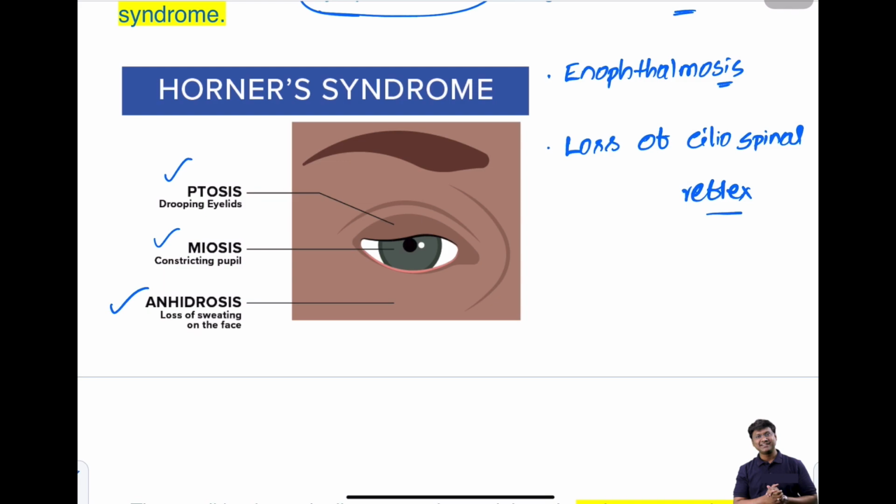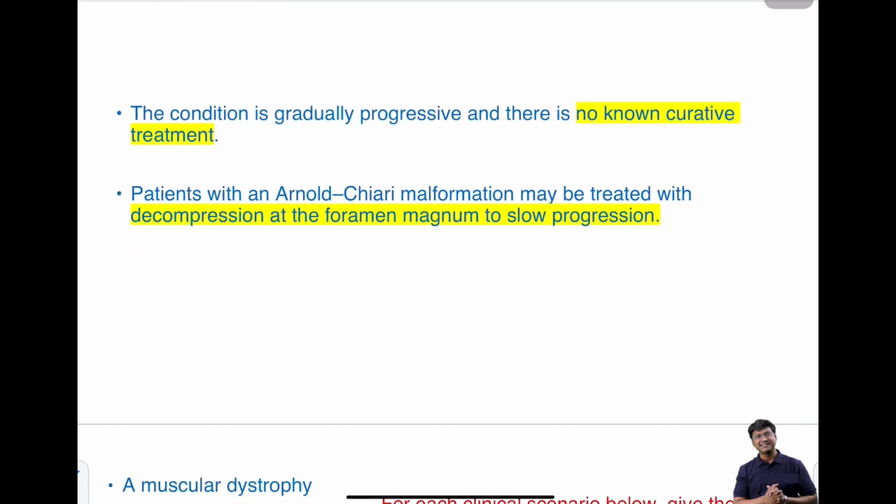So this is nothing but your Horner syndrome, and that can be there due to compression of the sympathetic trunk. And how will you diagnose this syringomyelia? The investigation of choice is the MRI of the spine. And as such, if you take the treatment for syringomyelia, there is no known curative treatment. The only thing is that if you do a decompression at the foramen magnum, that can slow the progression of the disease.